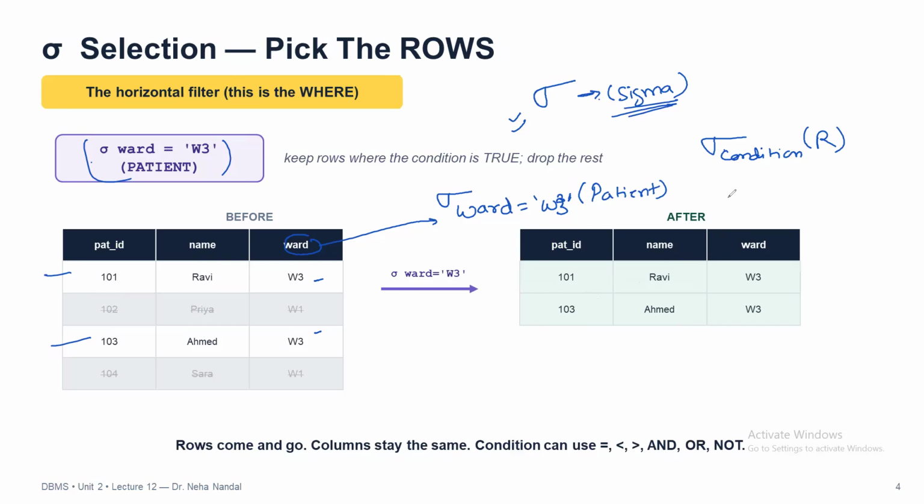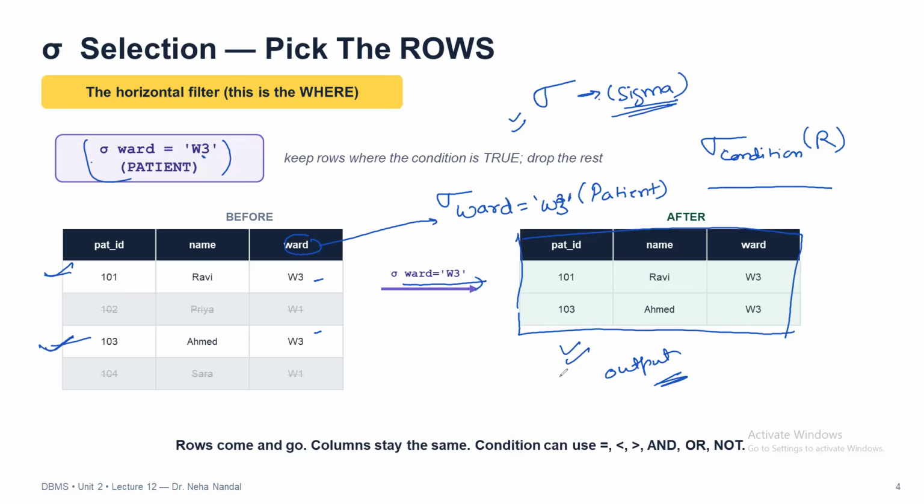So when we represent it like this, here we did the same thing. Sigma, ward is W3, from the table patient. So what will it do? It will just select these two rows and it will give you the output of the table which is having only these two rows. That is your output of selection. Okay, that is the meaning.